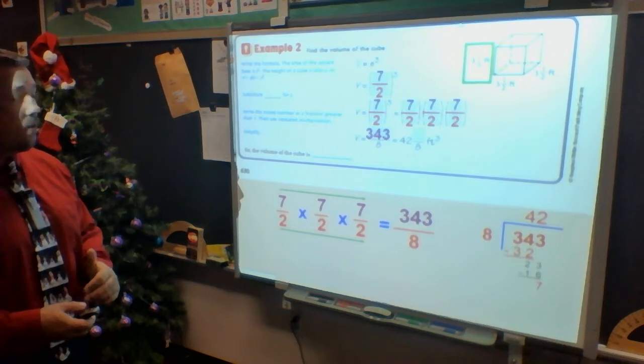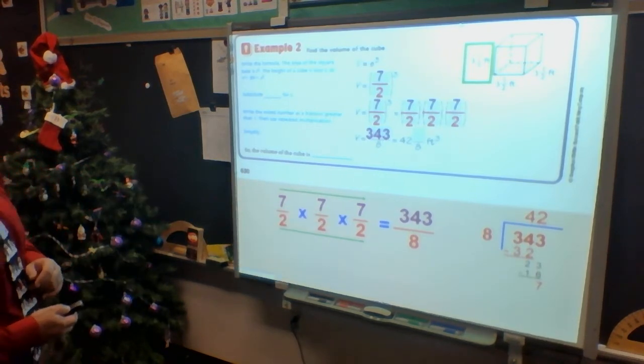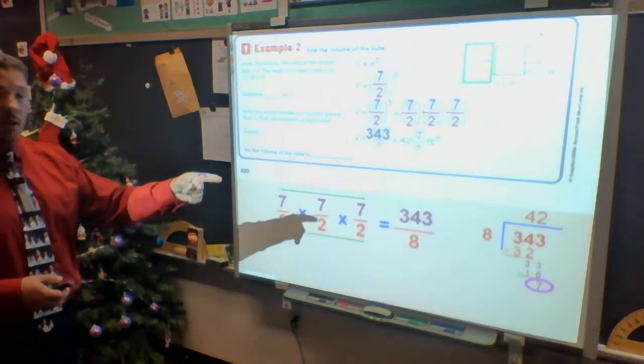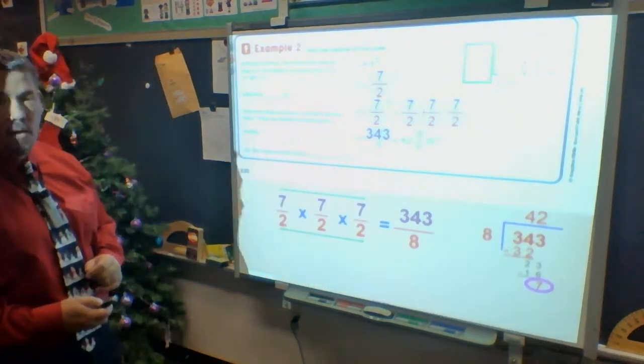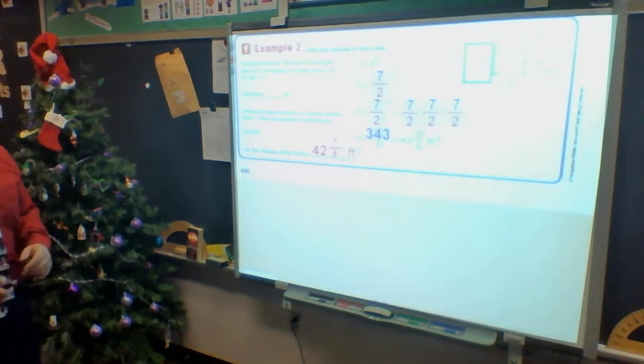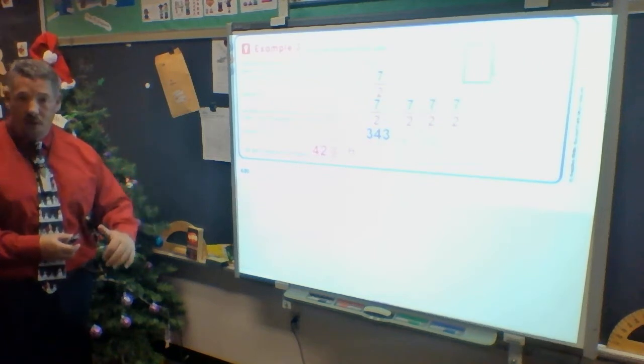So then I have to know how to write my mixed number as an answer. My whole number is 42. My remainder is my numerator. My divisor, once again, is my denominator. So my final answer is 42 7/8 cubic feet.